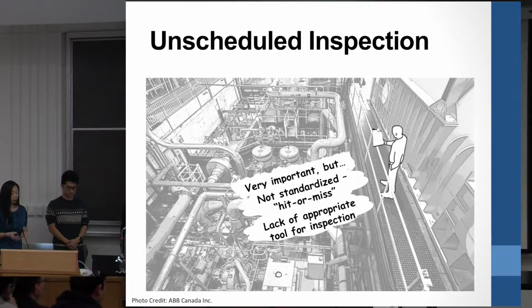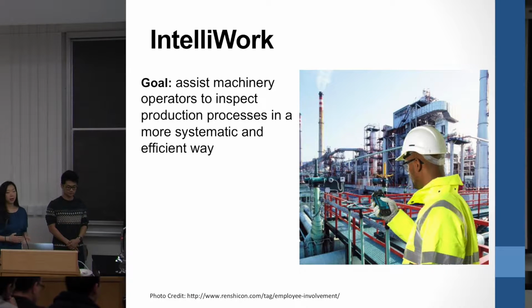Additionally, the operators are also experiencing a lack of an appropriate tool for information access and documentation. So both the management team and the operators think there's a need for an app to help them. And here comes IntelliWork. The goal of IntelliWork is to assist machinery operators to inspect production processes in a more systematic and efficient way. To demonstrate the functionality of this app, I will hand it off to Stefan and Louis, who will give you a demo.